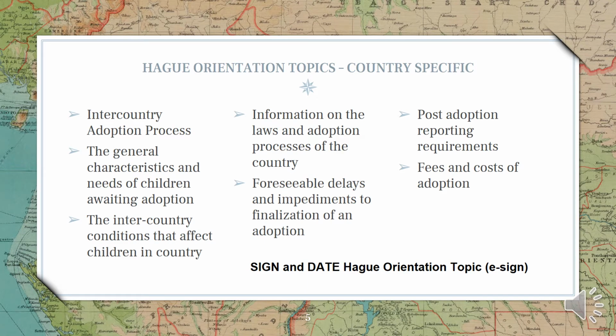The first document I want you to open is the Hague orientation topics for Ukraine. It is important that you read this document thoroughly, but I'm going to hit some of the highlights. Anyone who is adopting internationally must have an approved home study, apply to receive pre-approval to adopt from the United States Citizenship and Immigration Service, also known as USCIS, and prepare a set of documents called a dossier, which will be submitted to Ukraine for approval. Different countries require different documents, so that is why the dossier instructions are specific to Ukraine.